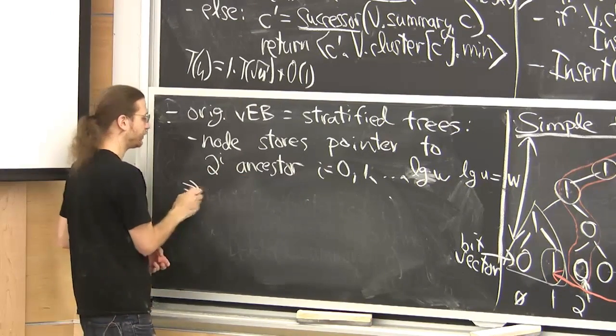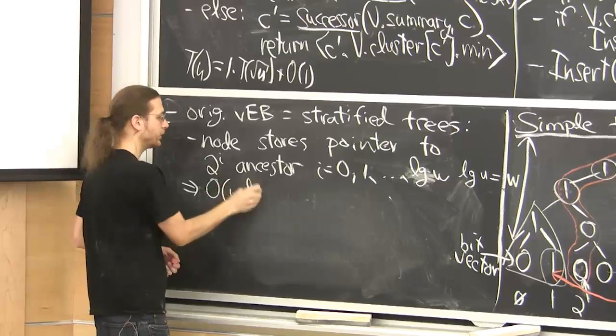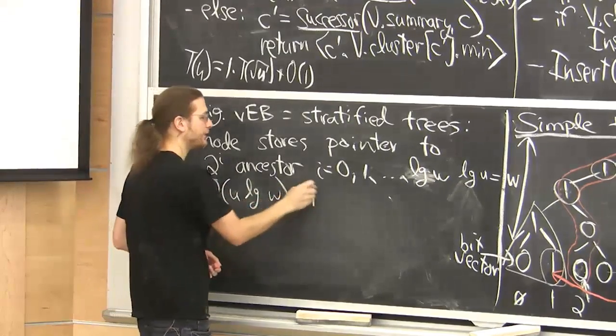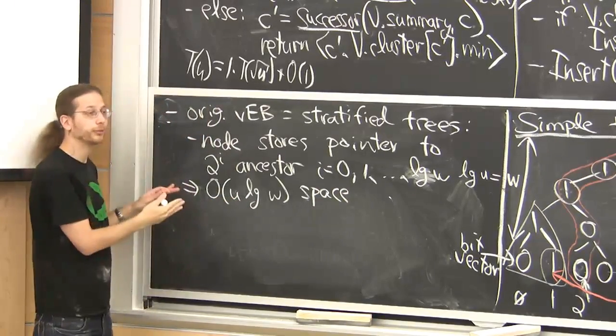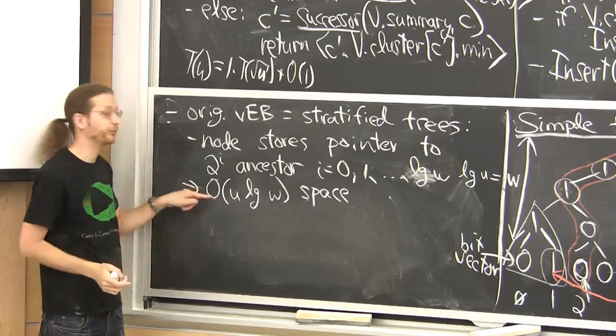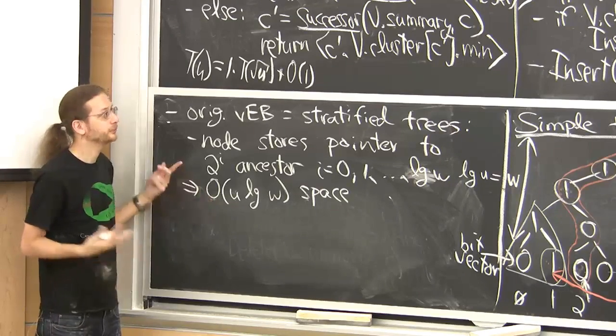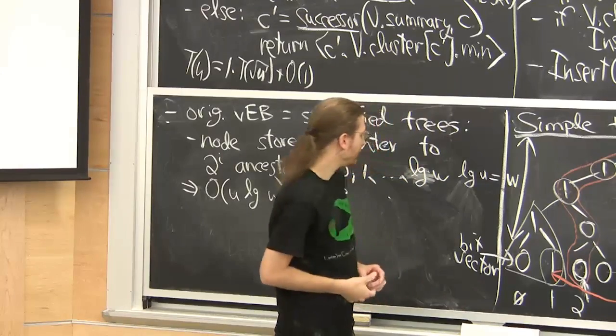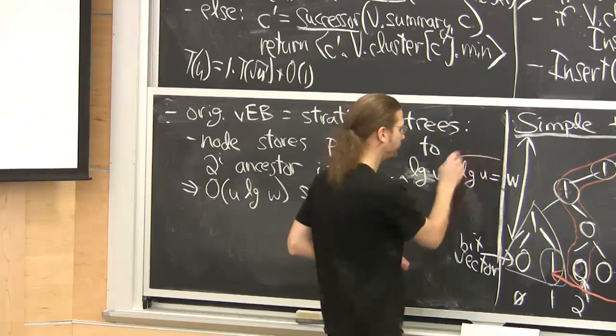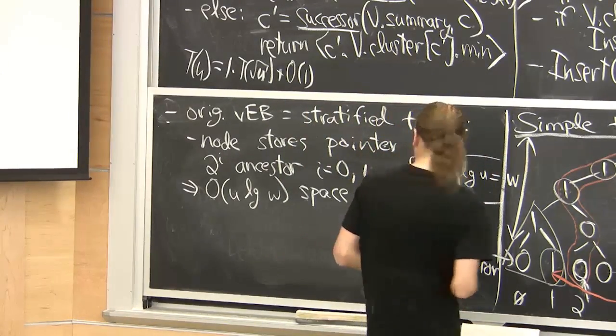The trouble with this is it increases space. This is u log w space, which is a little bit bigger than u. And the original Van Emde Boas paper, conference and journal version, achieves this bound, not u. Little historical fun fact. Not terribly well known. Cool. So that's stratified trees.